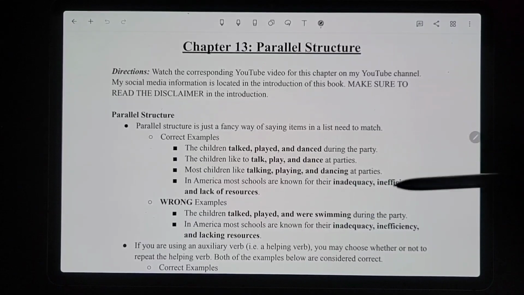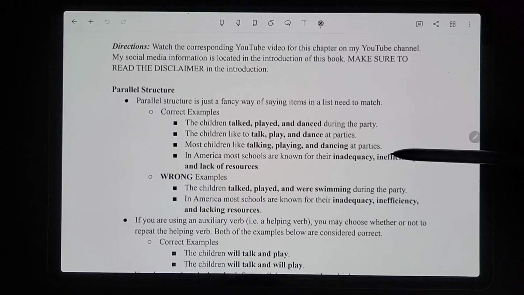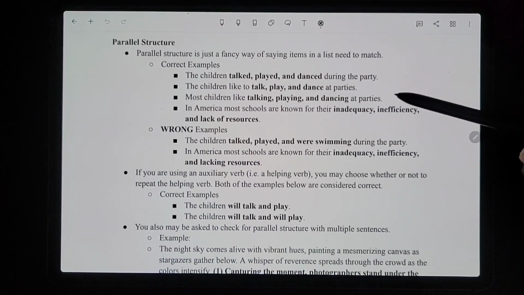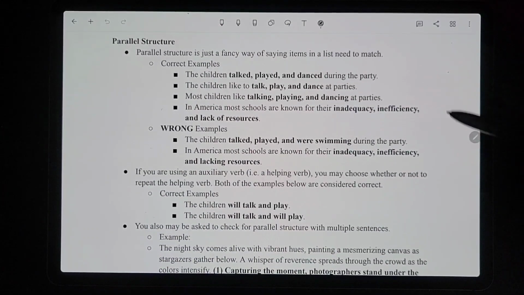Okay, so for this chapter, we're going to talk about parallel structure. And again, this is from my book, Overcoming ACT English, which is available on TPT and also on Amazon.